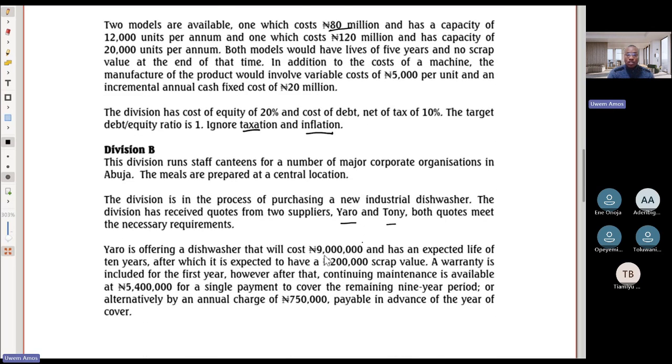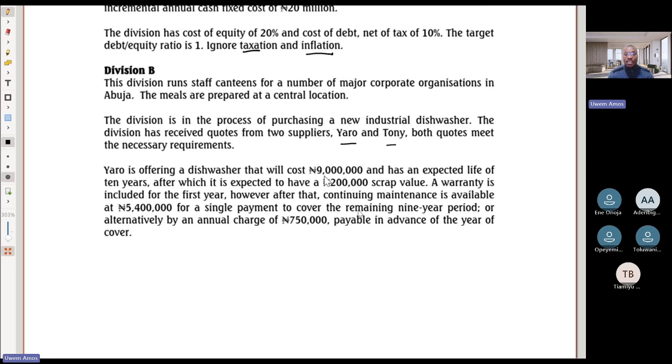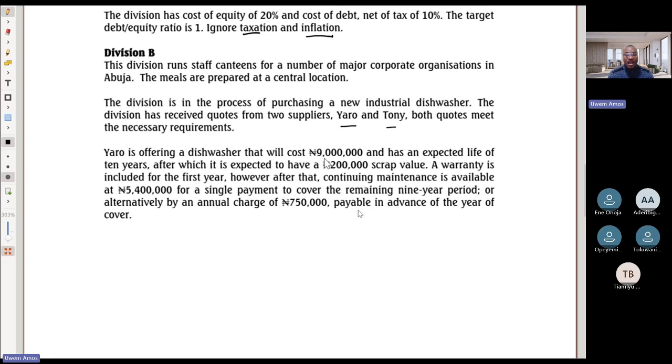Yarrow is offering a dishwasher that will cost 9 million and has an expected life of 10 years, after which it's expected to have a 200,000 scrap value. The warranty is included for the first year. However, after that, continuing maintenance is available at 5.4 million for a single payment to cover the remaining 9-year life period, or alternatively, for an annual charge of 750,000 payable in advance of the year of cover.